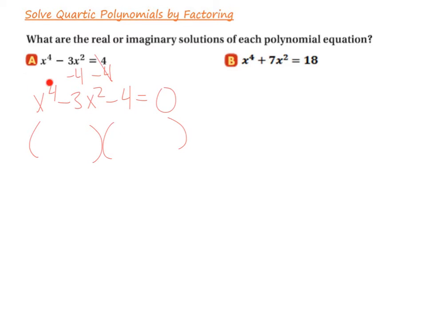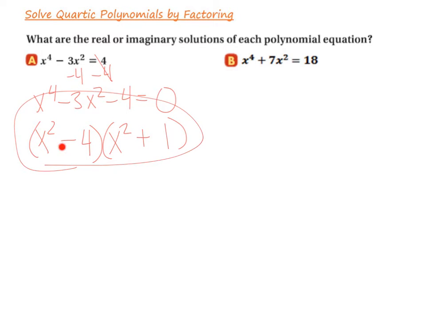Now we have an x to the fourth power, so we can actually split that into x squared and x squared. And then the rest of it works the same way. I'm still looking for two numbers that multiply to give me -4 and add to give me a -3. And those numbers are going to be a -4 and a +1. That's really all there is to it.